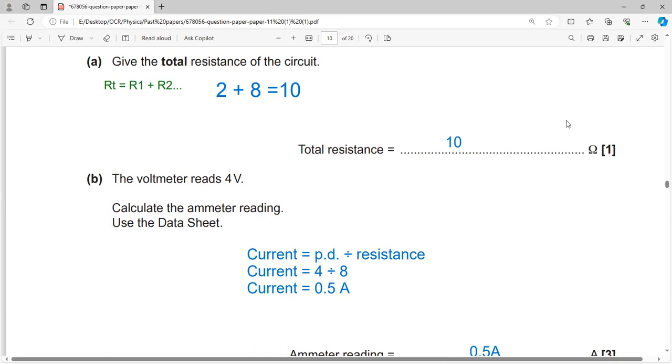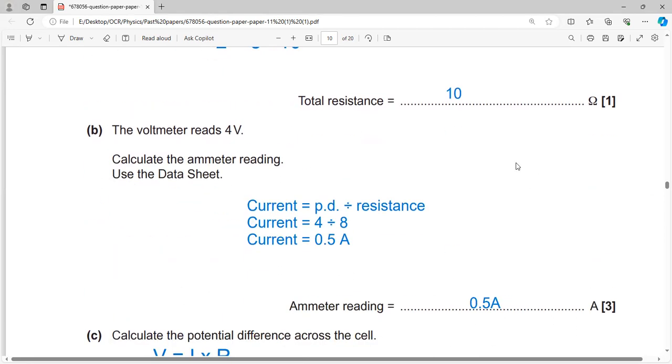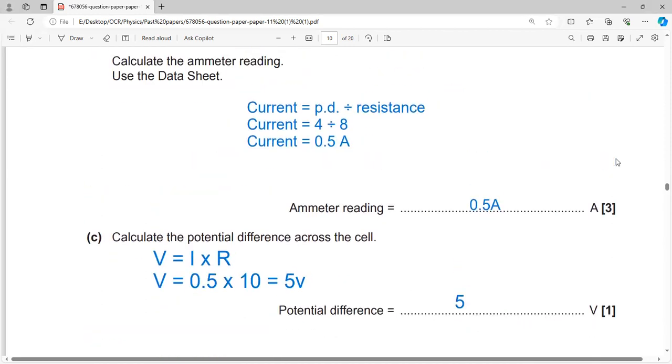So the potential difference is 4, divided by the resistance. You can see the voltmeter is applied in parallel across the 8 ohm resistance. So we're going to divide 4 over 8, and our answer is 0.5 ampere of current. So the correct answer will be 0.5 ampere. We're going to proceed with this answer.